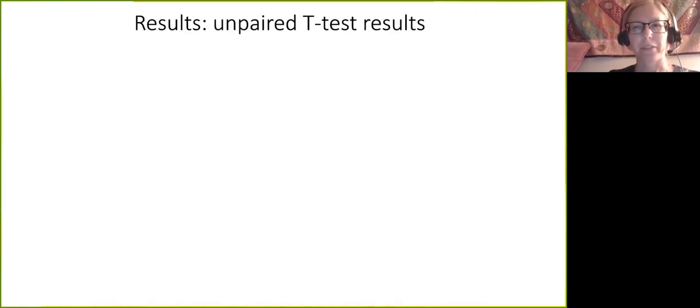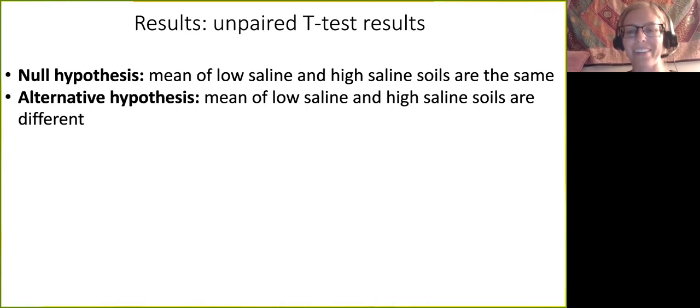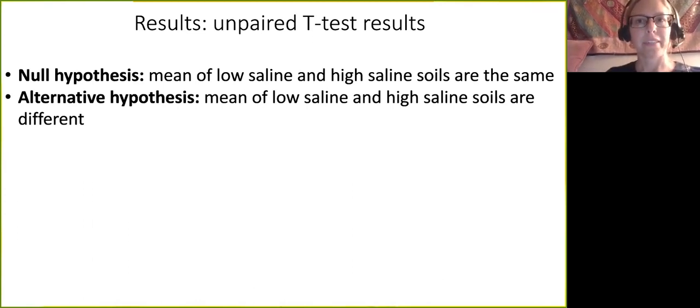So going back to more of the histograms and the mean that we were talking about, I did want to run some unpaired t-tests. Unpaired because they didn't really have any pairing going on. So I did the unpaired t-tests. The null hypothesis going into this would be that the mean of the low saline and the mean of the high saline soils are the same. There's no difference. The alternative hypothesis would be that there is a difference, that the mean of those soil EC levels are different.